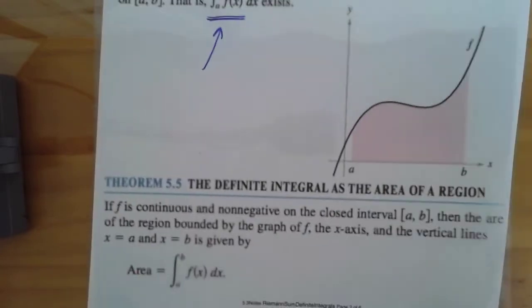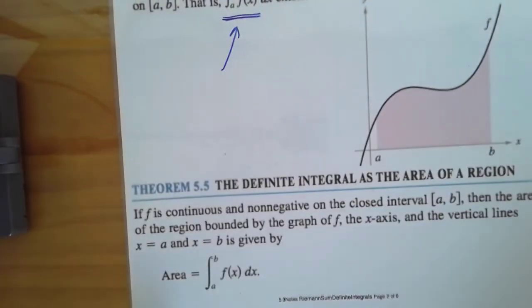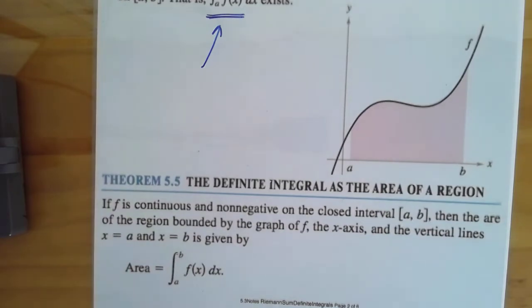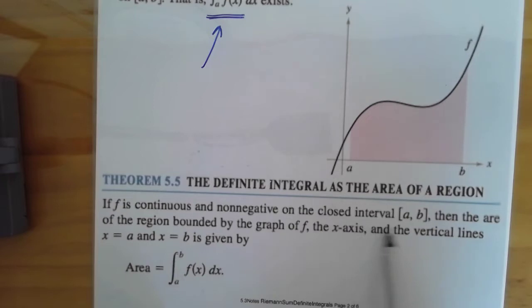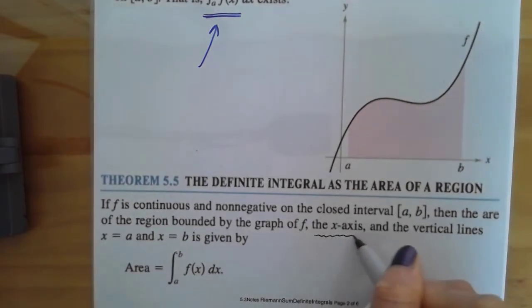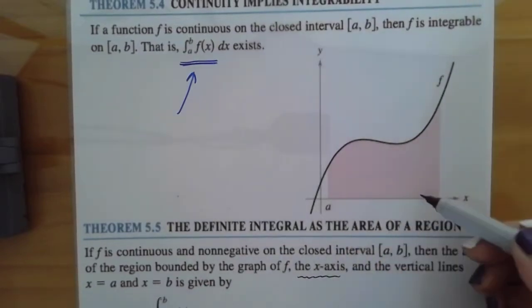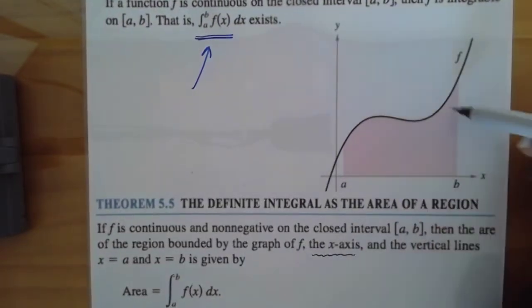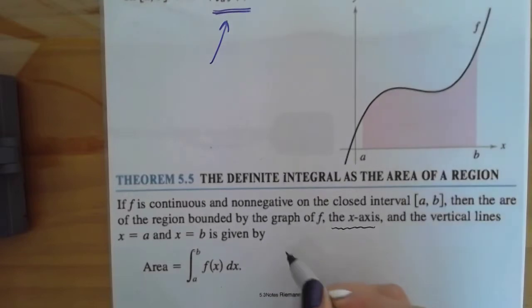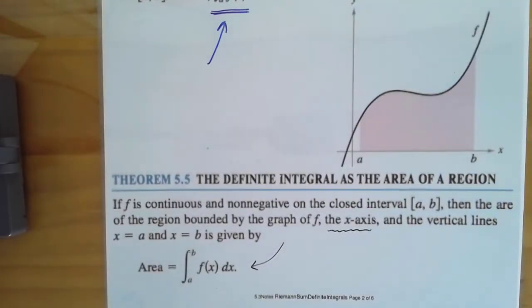Theorem 5.5. The definite integral as the area of a region. If f is continuous and non-negative on the closed interval a, b, then the area of the region bounded by the graph of f, the x-axis as we were talking about earlier, and the vertical lines x equals a and x equals b is the integral. These are the vertical lines, and this is the area. We're going to do a lot with this. Most of you will be just doing the integrals using your rules.